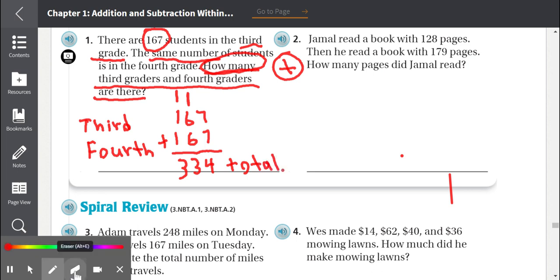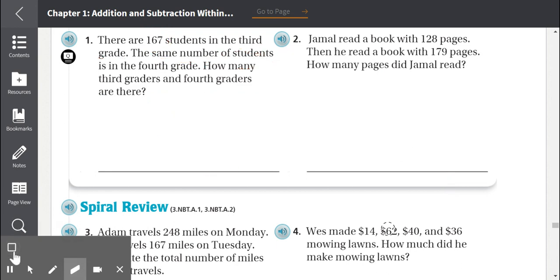Number 2. Jamal read a book with 128 pages. Then he read a book with 179 pages. How many pages did Jamal read?